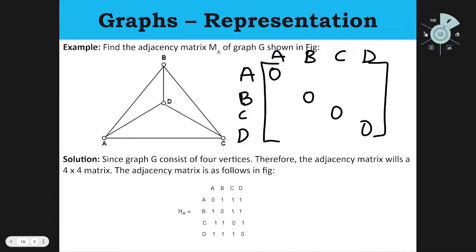If there is a path, now see here, from A to B there is a path, so I am writing it as 1. A to C there is a path 1 and D. Next, B to A, B to C, B to D. Again here this is 1.